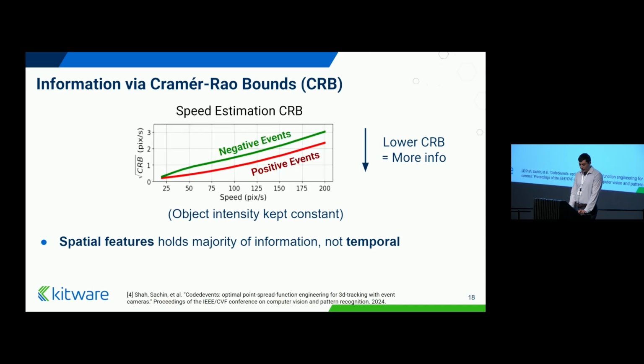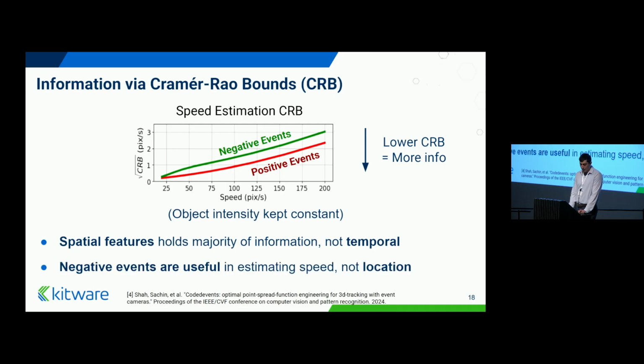The other interesting thing we notice is looking at if we can estimate the speed, or the speed estimation Kramer-Rao bounds. And when we look at the positive and negative events, typically negative events were not very useful in estimating the location of the object, but we noticed that they had a significant amount of information in estimating the velocity or speed. And so this is a useful observation because typically in these centroiding algorithms, people disregard the negative events due to their high entropy and seemingly not very useful in helping us determine location.